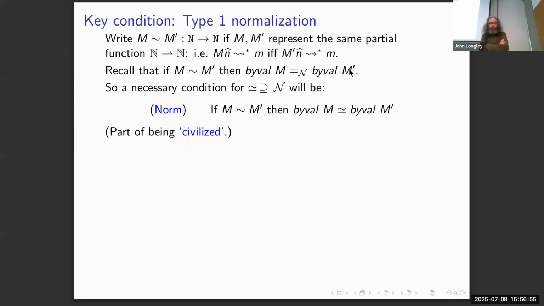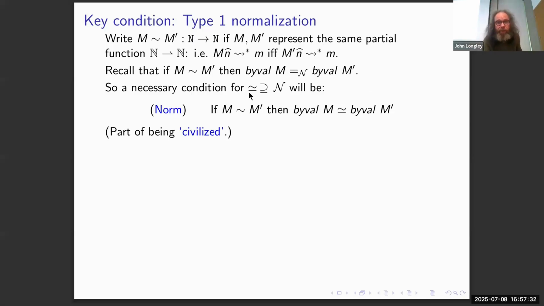Recall that if M and M prime represent the same type 1 function in this way, then their bivals will have the same NSPs, because their bival will just be case n of i goes to whatever the value of that function at i is. So it follows easily from what we've said before that this theory, NSP equality, will equate everything of this kind, when we've got different representatives of the same type 1 function.